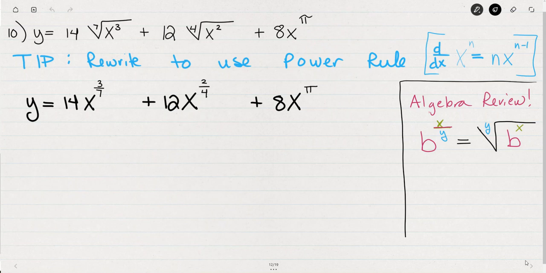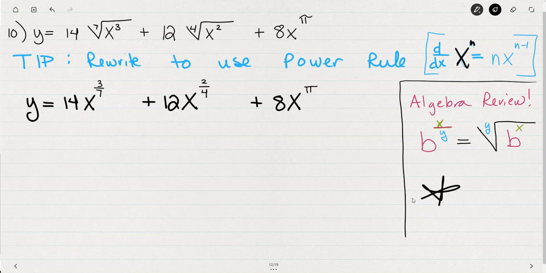This next example, notice that the same tip that we applied a few problems ago is to rewrite this so that we can apply the power rule, right? The derivative of x to the nth power is n times x to the n minus 1. So if I rewrite the 7th root of x cubed as x to the 3/7, and if I rewrite the 4th root of x squared as x to the 1/2, or x to the 2/4, which reduces to 1/2, then I can apply the power rule.